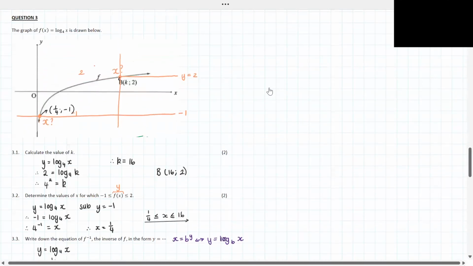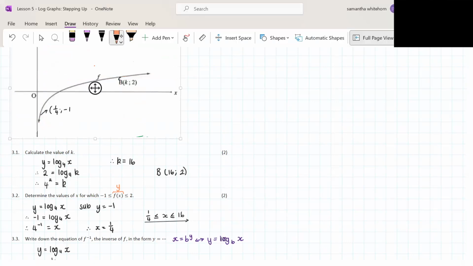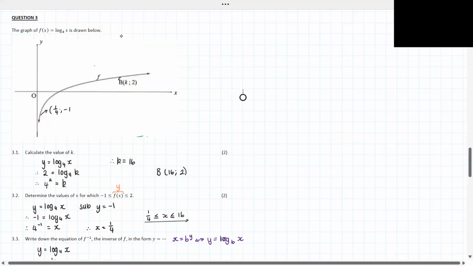It is an exponential that has the equation y equals 4 to the power x. Now, my inverse is not going to be perfect, but we're just going to roll with it.